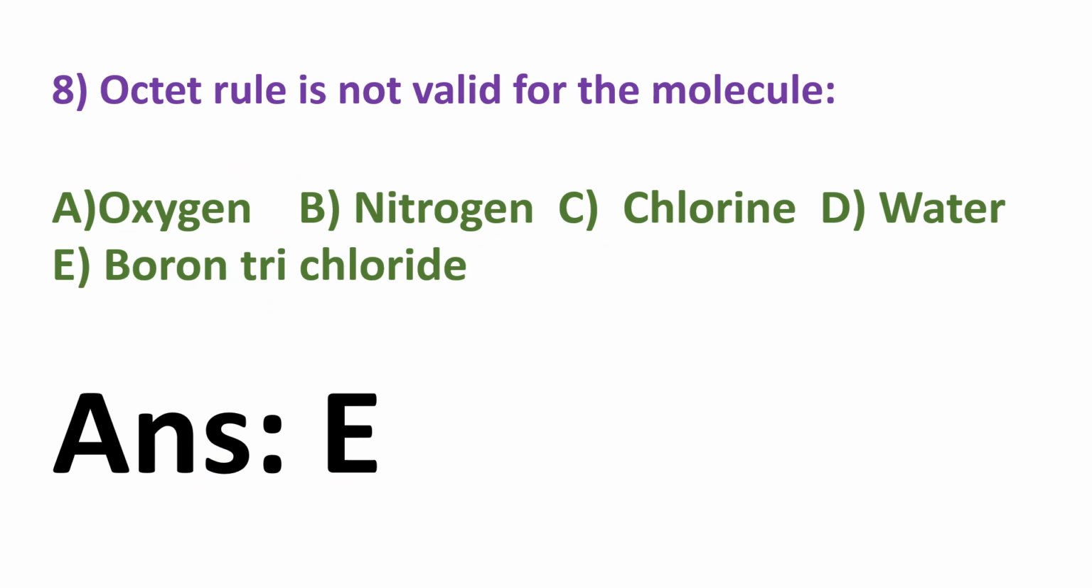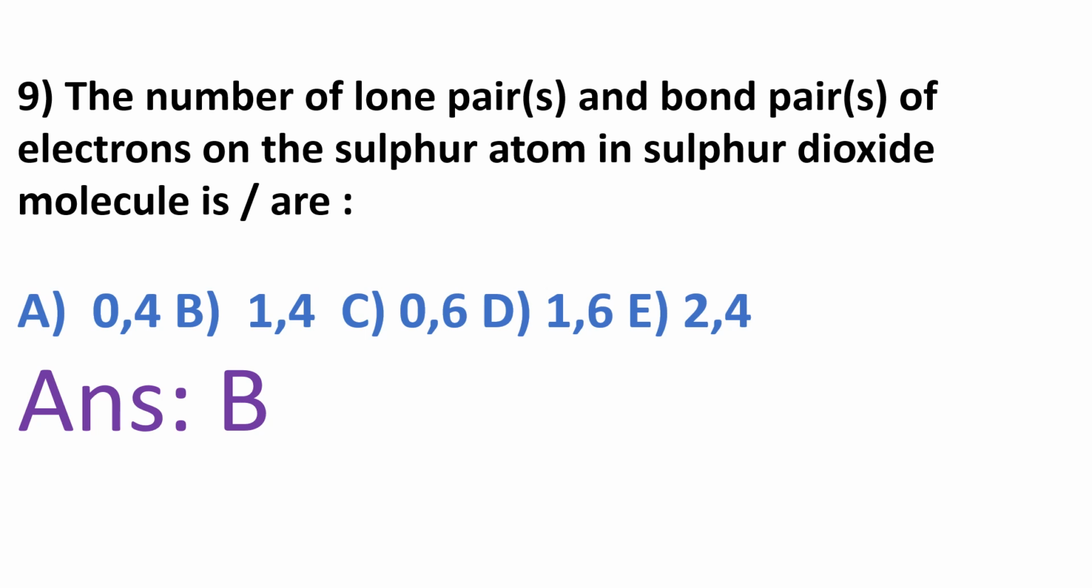Next, octet rule does not hold for which molecules. Here you take oxygen, nitrogen, chlorine, water, and check whether the central atom is surrounded by 8 electrons or not. Suppose you take BCl3. Boron is surrounded by only 3 bonds. One bond requires 2 electrons, so 3 bonds means 6 electrons. So the octet rule does not hold. Our right option is E.